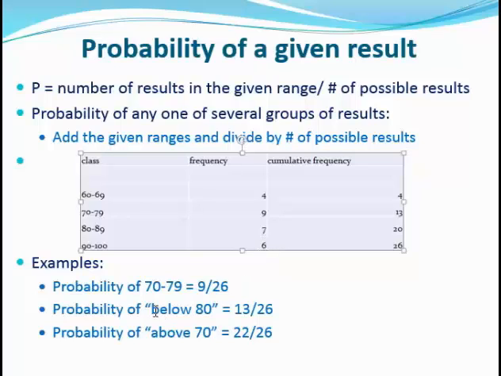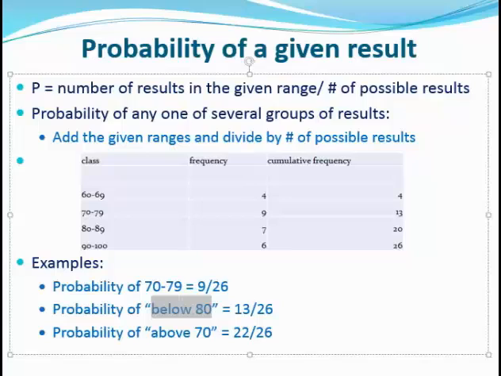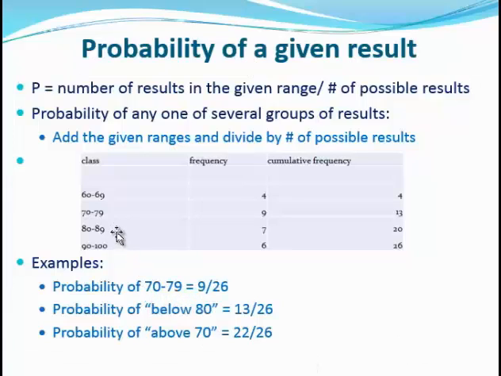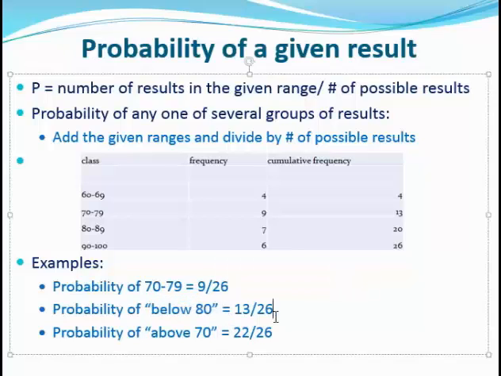What's the probability of getting below 80? This is where the cumulative frequency comes in. The cumulative frequency that goes up to 79 is 13. So that means there are 13 students that got below 80, and you also could have gotten that just by adding the frequency of the 60s and the 70s. Either way, you get 13 results that you're looking for. The total number of results possible is 26. So, of course, your probability of a student at random getting below 80 is 13 out of 26.